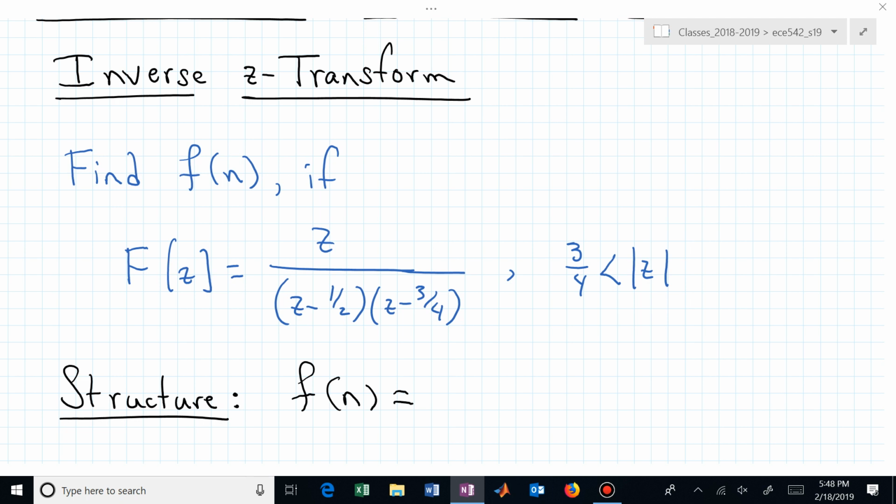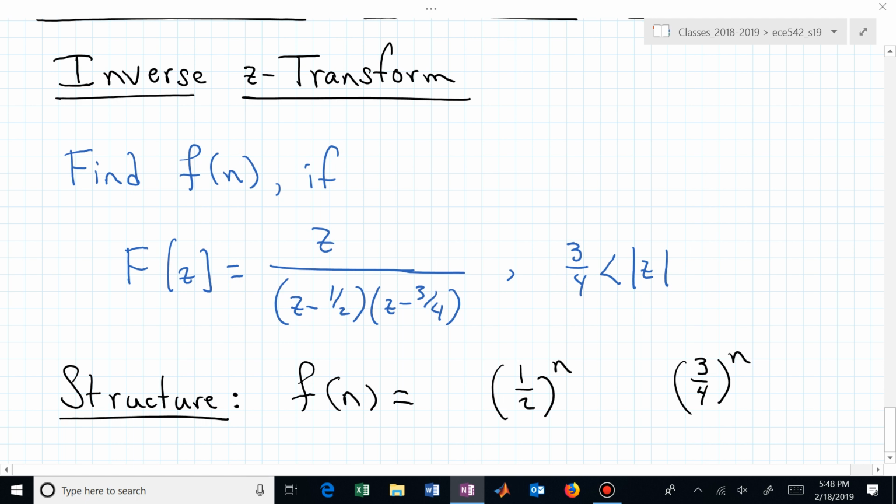What are the modes? They're equal to the poles, aren't they? They're the values of z that cause that denominator of f of z to vanish. I have one at 1/2, and I have another one at 3/4.